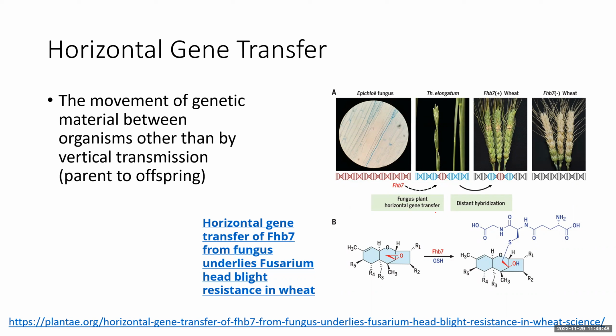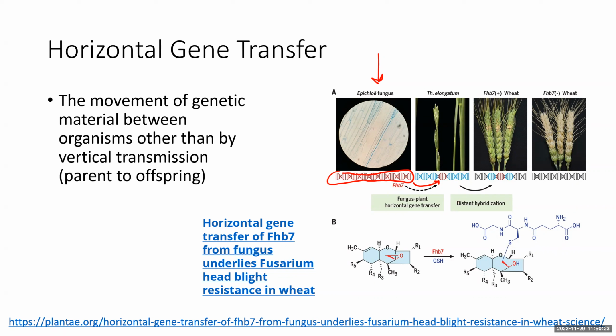For example, fungal resistance in wheat is actually an example of horizontal gene transfer. In this case, the fungus that lives alongside the wheat contains a gene, FHB7, that confers resistance to blight. Because it lives in close proximity to the wheat, occasionally some of the DNA from the fungus is integrated into cells of the wheat. This provides a benefit to the wheat by making it resistant to blight.